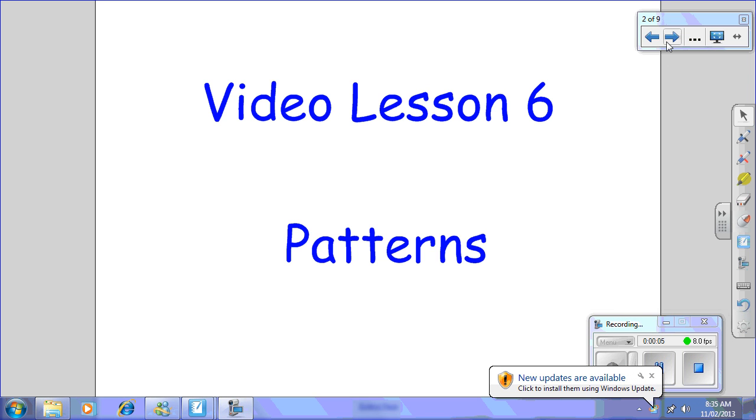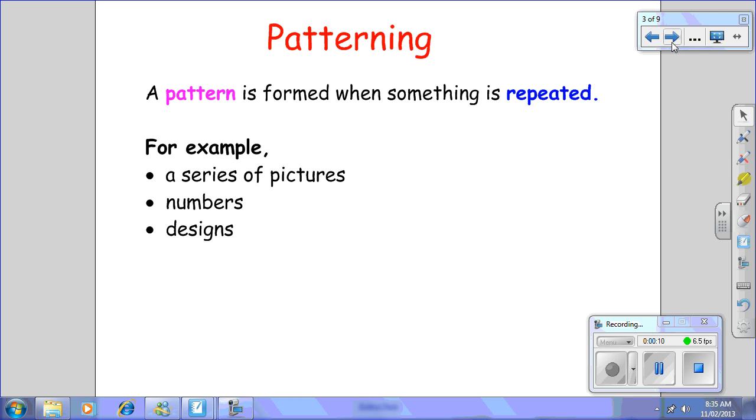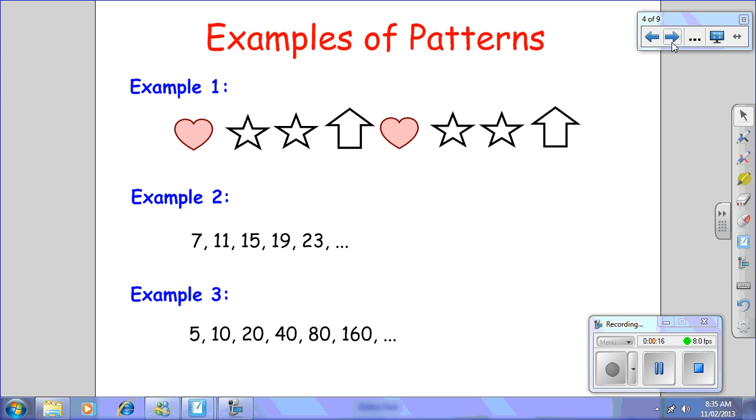Today we're going to talk about patterns. A pattern is formed when something is repeated. For example, a series of pictures, numbers, designs. If you look, there's a couple examples of patterns.